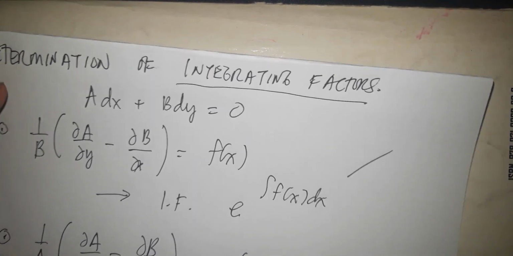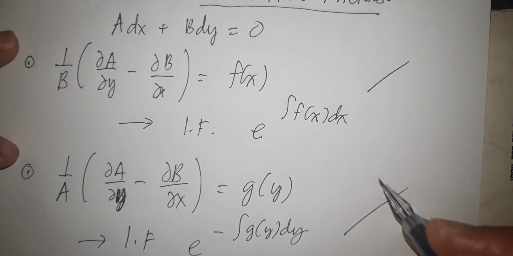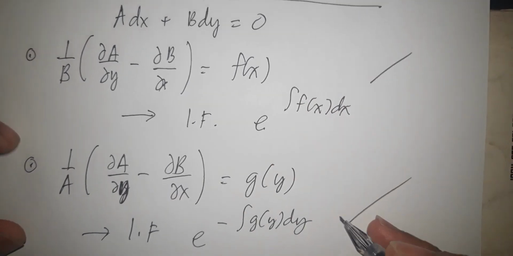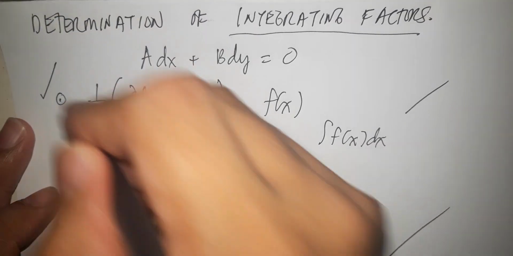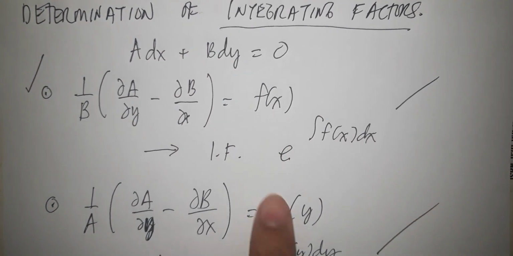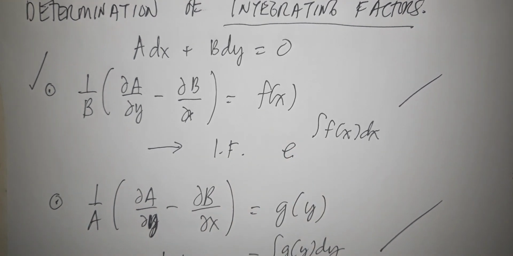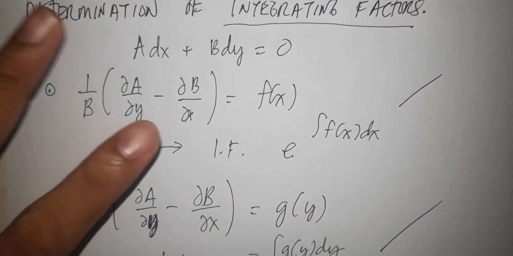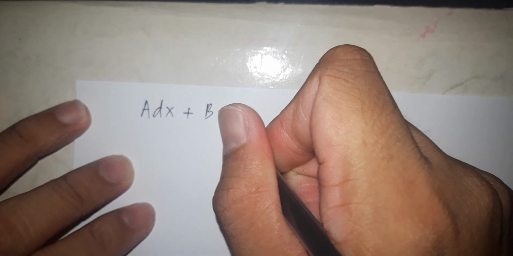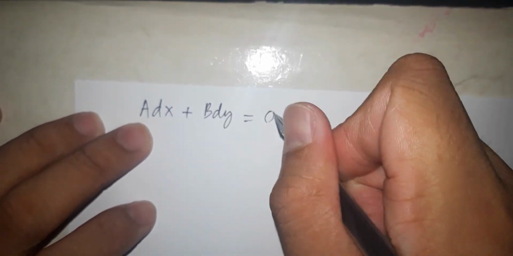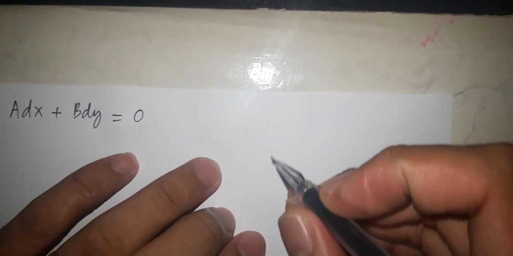So, let us try to derive bakit kaya naging ganito. So, ito na lang, i-derive natin ito kung paanong naging ang IF nito ay e raised to integral of f of x dx. So, again, from our form ng ating non-exact differential equation. So, let A dx plus B dy be a non-exact differential equation.